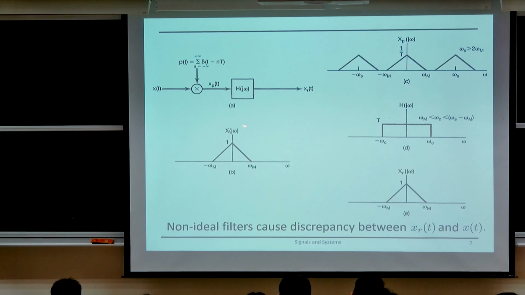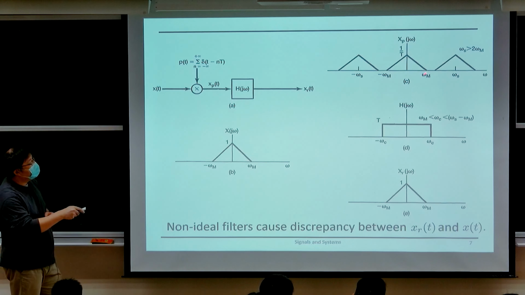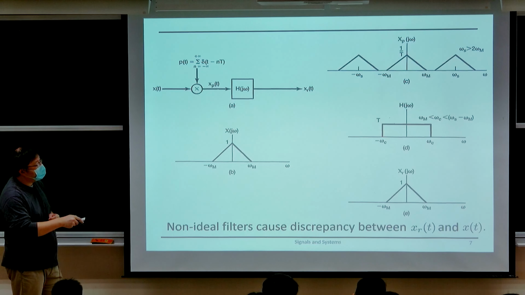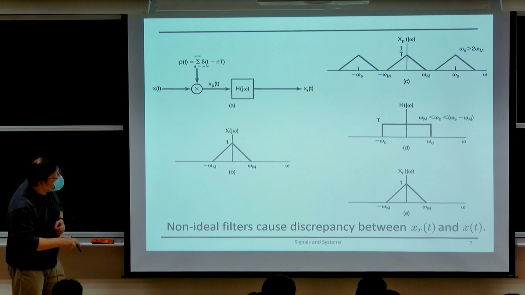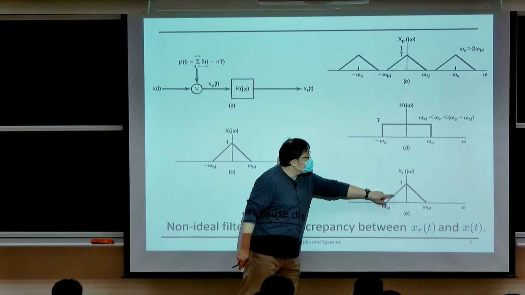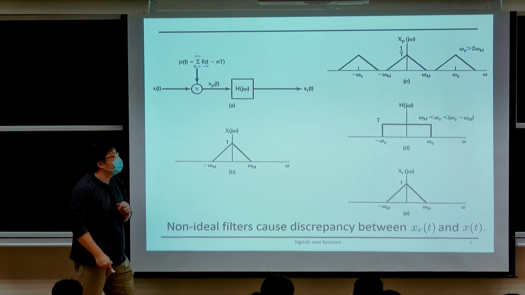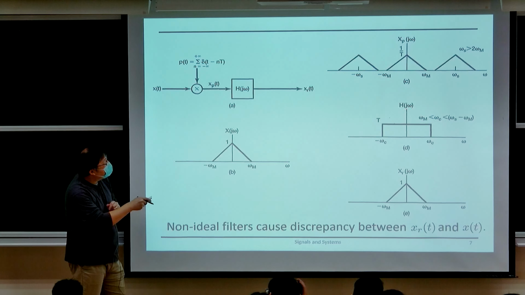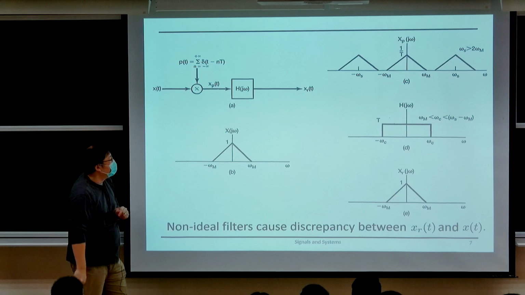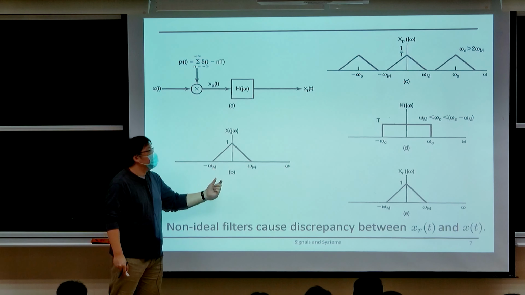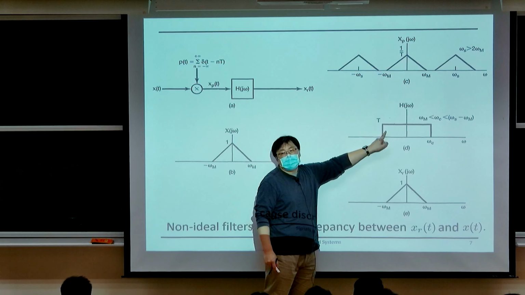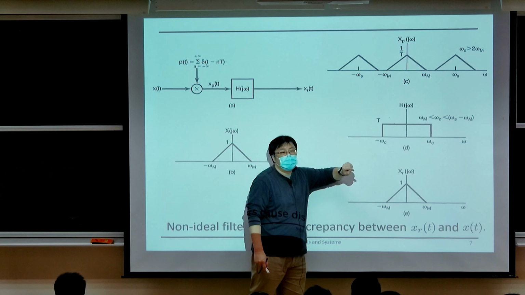Suppose x has a Fourier transform that looks like this. When you multiply with p of t, the spectrum of x_p of t looks like this, so you have this repeated at every integer multiple of omega s. If you pass this signal through an ideal low-pass filter, you get back the original spectrum X. So if you pass this through H, you get this recovered signal x_r, which is equal to this, but only when the filter is ideal.